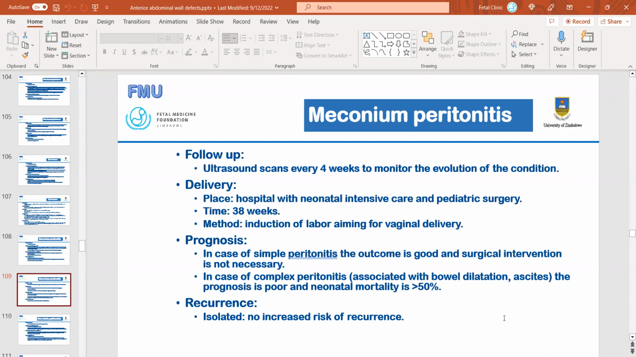In case of simple peritonitis, the outcome is good and surgical intervention is not necessary. In case of complex peritonitis, which is associated with bowel dilatation and ascites, the prognosis is poor, and neonatal mortality is greater than 50%. In isolated cases, there is no increased recurrence risk.